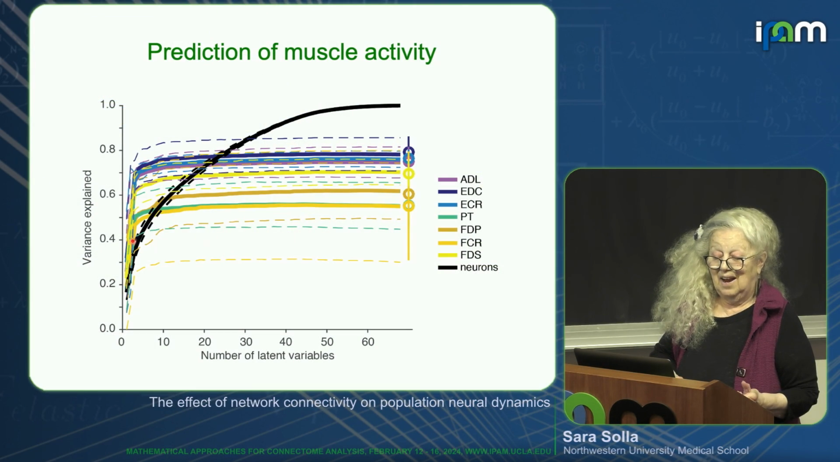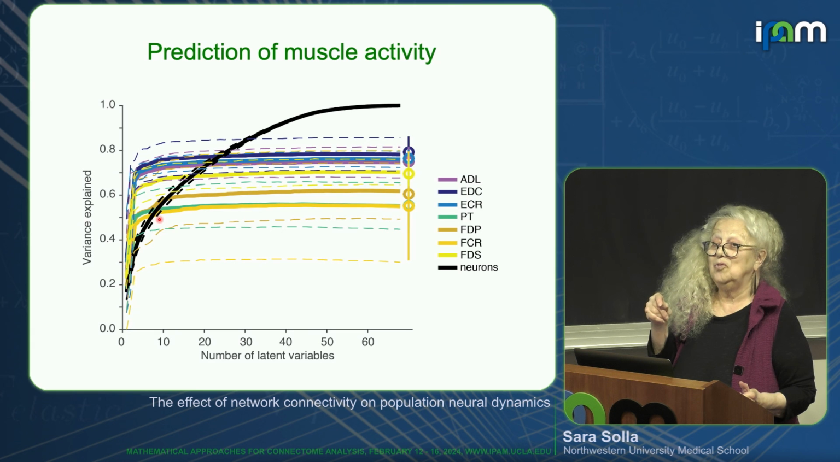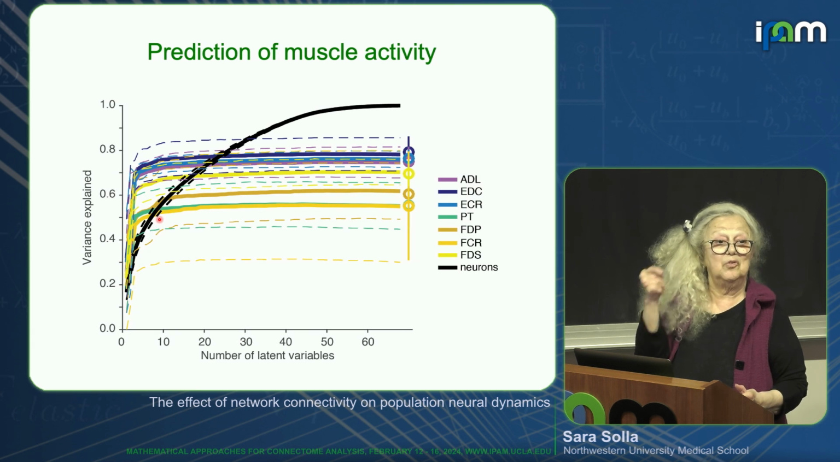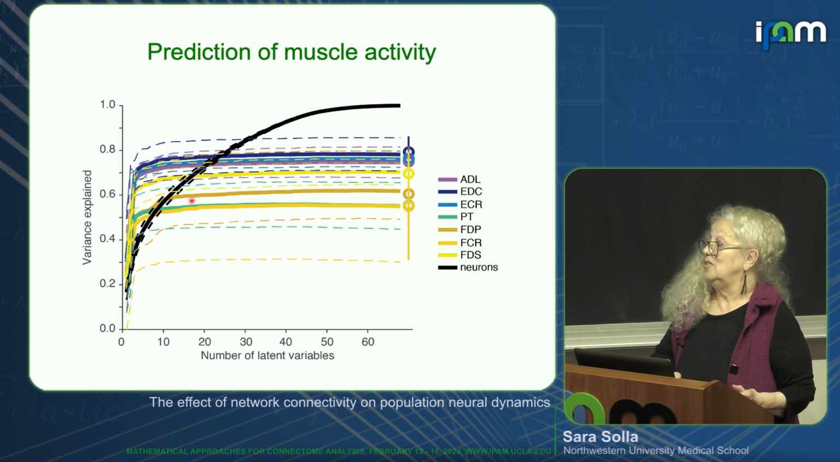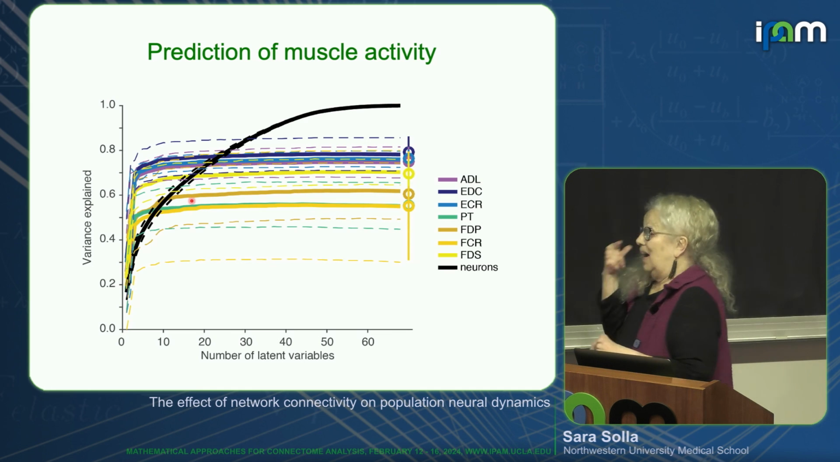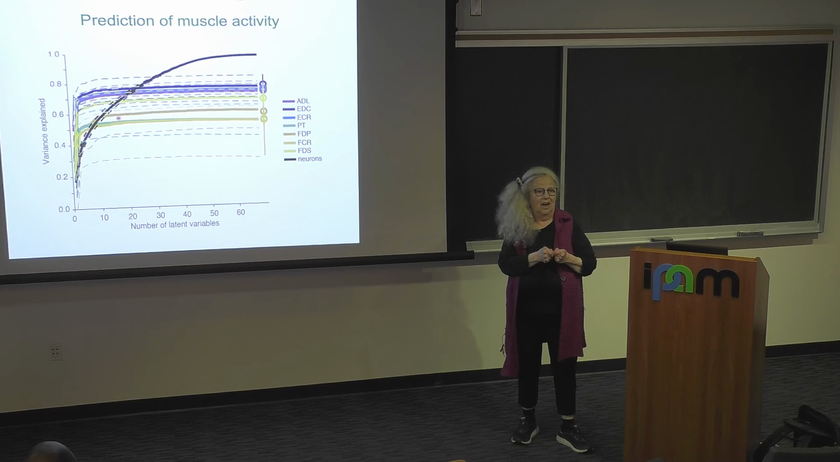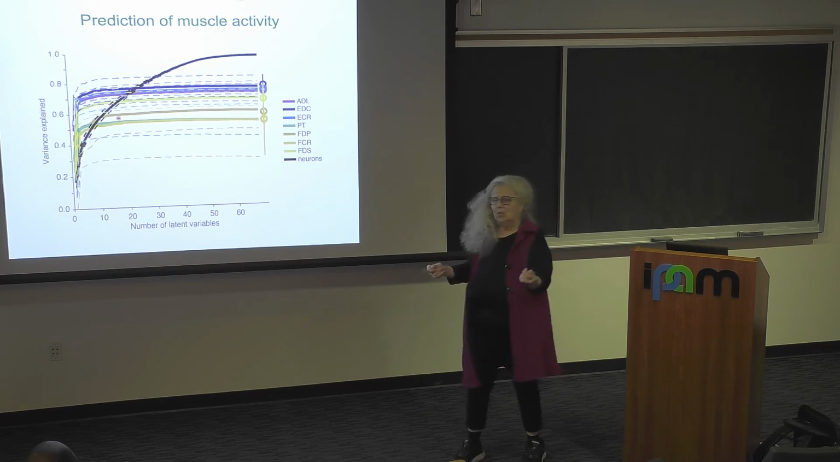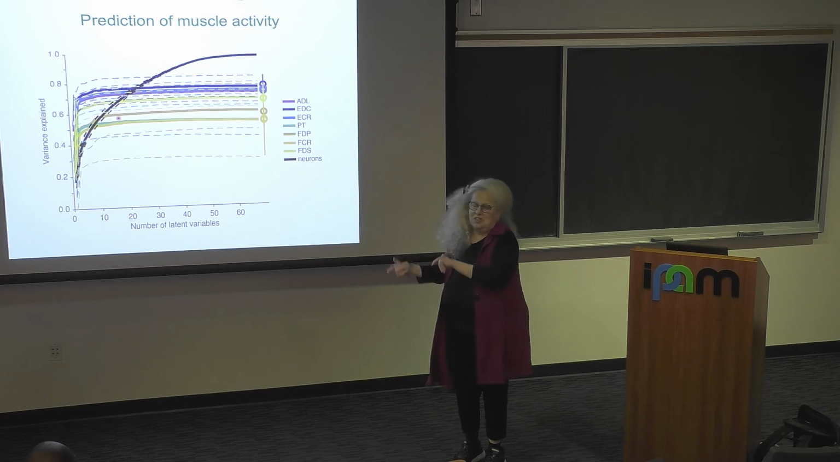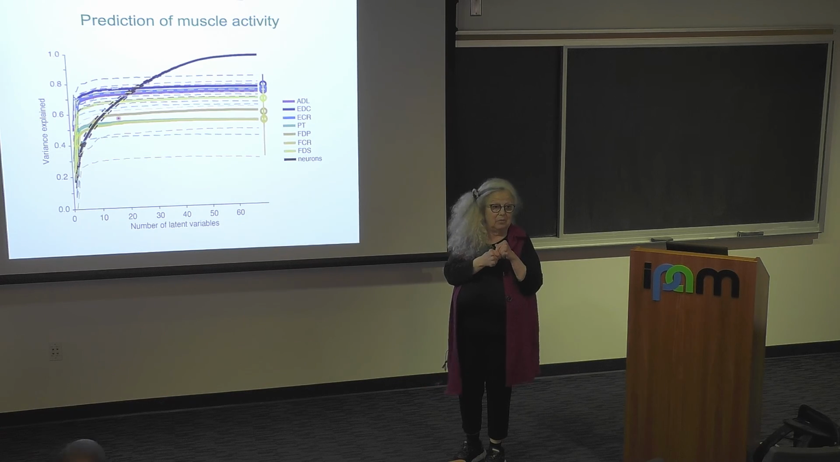But the point is that as I increase the number of neural modes that I'm using as predictors, as inputs to my decoder, it very quickly saturates. And by the time I have captured 10 neural modes, I have as much information about what the muscles are going to do. I can extract as much information as if I had used all the neurons or all the modes, which is just a linear transformation away from the neurons.